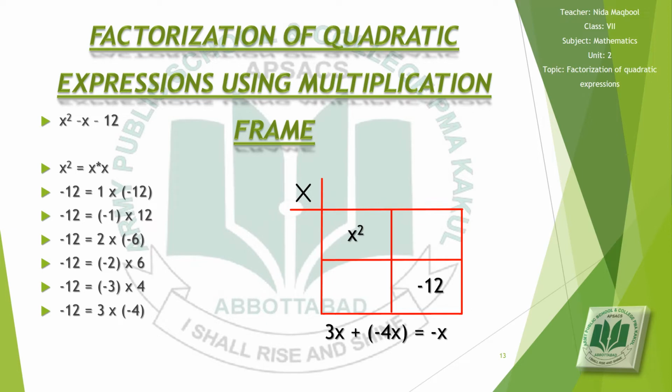Why? Because their sum is equal to minus 1 and their product is equal to minus 12. Now placing them in the column and in the row. Now we will multiply to complete the multiplication frame, and we will check whether the result matches the given expression. Therefore, the linear factors of the given quadratic expression x squared minus x minus 12 are x plus 3 and x minus 4.